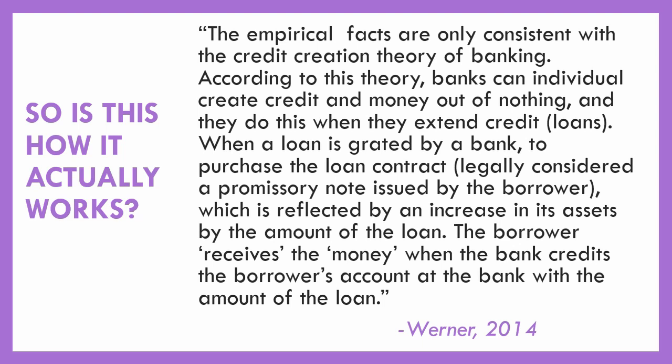Let's say I go to the bank and I want to buy a house, and I have to take out a mortgage, right? I need to take out a mortgage for $200,000 to buy a house. Does the bank have to have $200,000 in actual cold hard cash to hand over to me so that I can buy a house? Well, no. What do they have to have? A computer that they can change the numbers on, right? All they have to do is go into the computer and credit my account with $200,000, right? That's what they mean by receives the money when the bank credits the borrower's account.